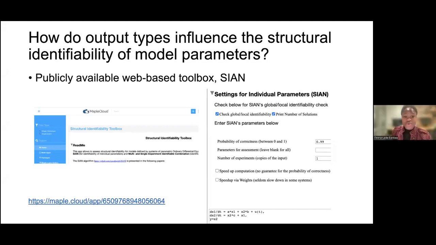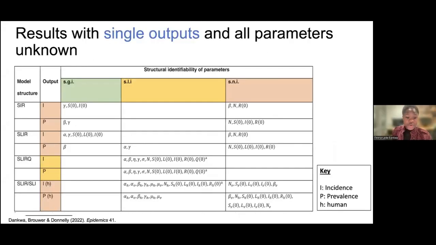So let's go to the results. I've shown you what our method is. Now, what results do we have? You see the first column in this table represents the model structure, so all the model structures we had mentioned, SIR, SLIR, and the rest. The second column represents the output. I here is incidence, P here is prevalence, and H is human data.